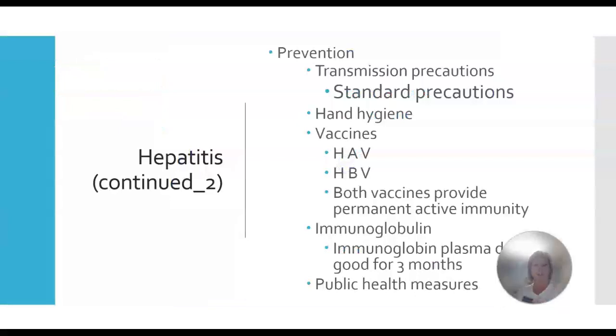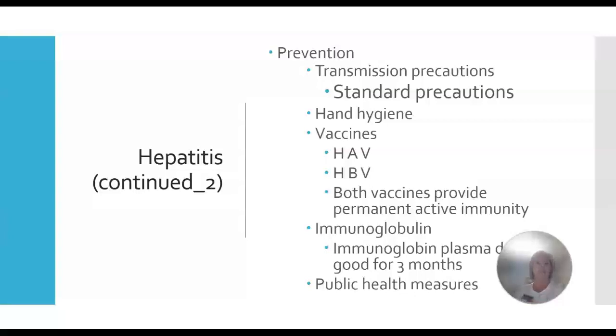So prevention. How do we prevent the transmission? Well, it's standard precautions. If people have hepatitis, we do not put them in any type of special isolation. However, with your standard precautions, you should be wearing gown, gloves, mask, and goggles if you're going to come in contact with any type of bodily fluids, splashes, anything like that. Hand hygiene is vital. When you go back to infection control, hand hygiene is going to be critical in making sure that is getting done.